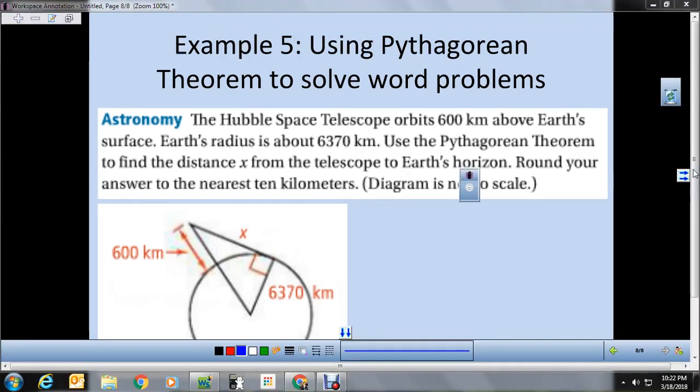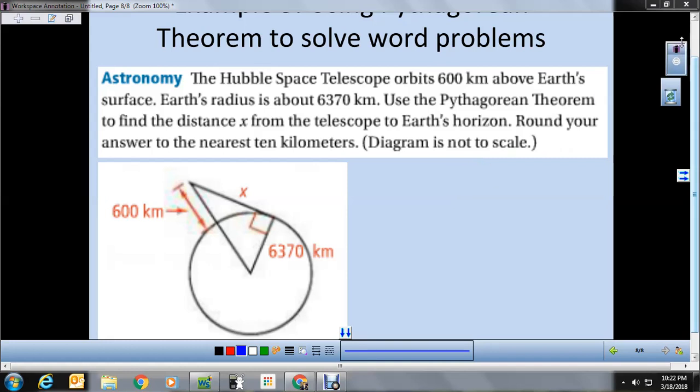So what we're looking at is another right triangle. The telescope is up here. The Earth's horizon, as you're looking over here, is right here. This is our radius of 6,370, and it says that the telescope is 600 kilometers above the Earth's surface. Because this is a right angle and a right triangle, we're going to take x squared plus 6,370 squared is equal to, now it's going to be our hypotenuse. We have to find the length of our hypotenuse, because this is only part of the hypotenuse.